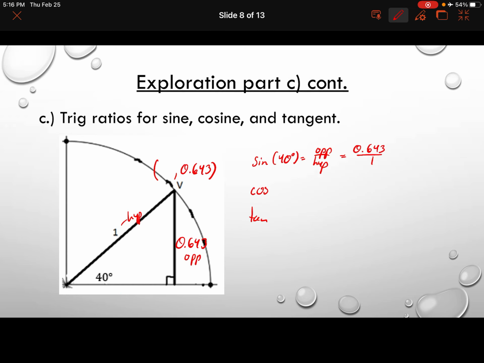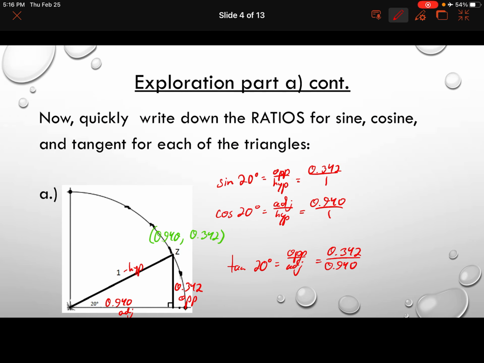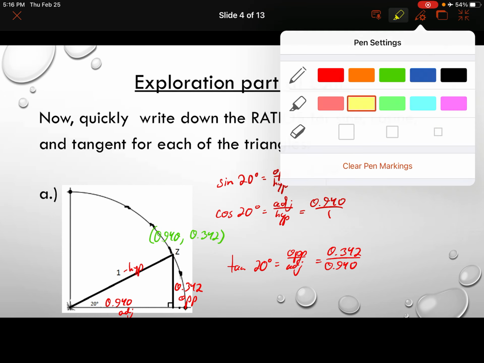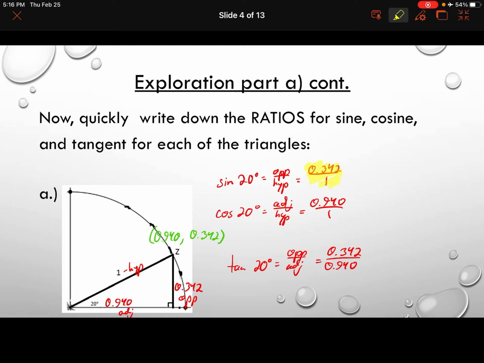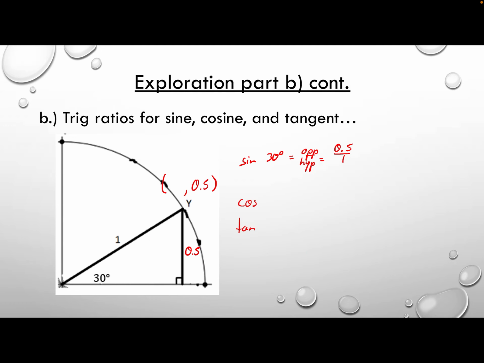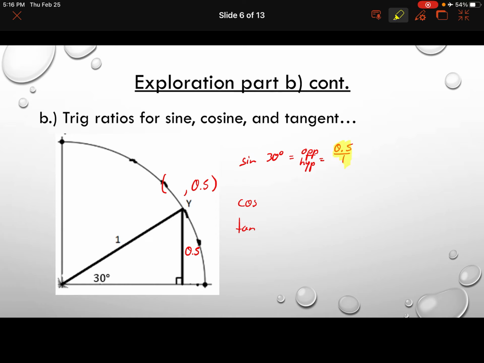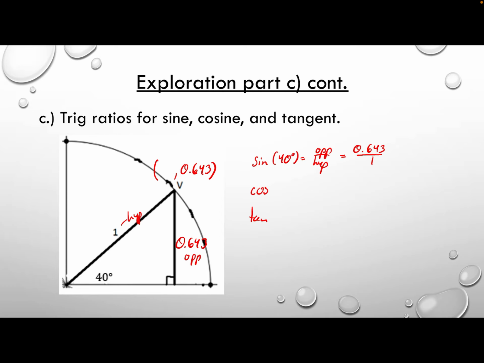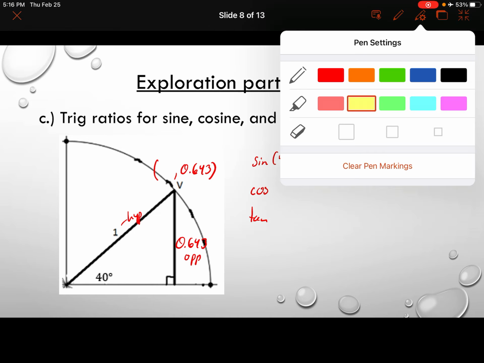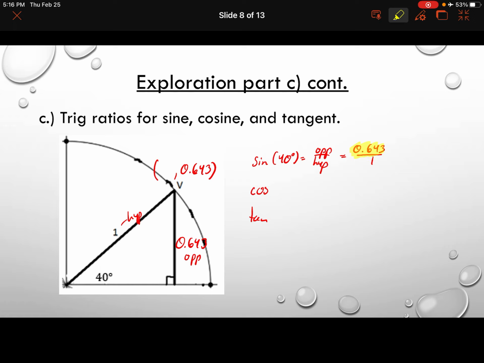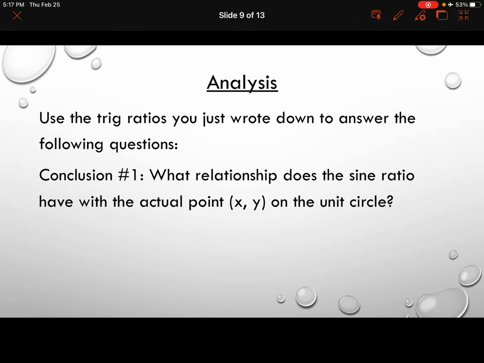So let's look at the sine ratio for each of the triangles. For the first triangle, the sine ratio was 0.342 over 1. For the second triangle, it was 0.5 over 1. For the third one, it was 0.643 over 1. So at the very least, we can say that all of them have a 1 in the denominator, right? I think we're in agreement there. They all have a 1 in the denominator. So let's at least write that down.